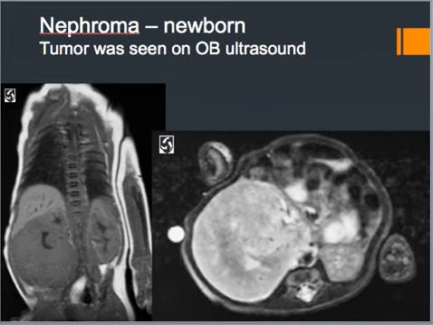This is a newborn baby with nephroma. Nephromas are kidney tumors. They did find these tumors on the OB ultrasound, so you can kind of see here how this is a large tumor. And then over here on this side.